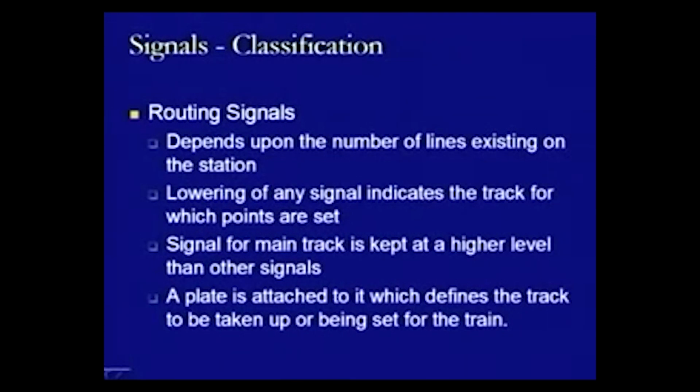At times a plate is attached to this type of signal which defines the track to be taken up, or being set for the train. That is another thing which is sometimes provided, and if that can be read, it also helps the driver in finding out which track is being set for them.